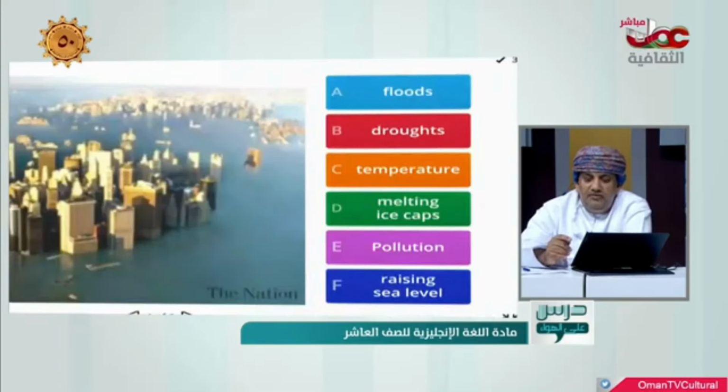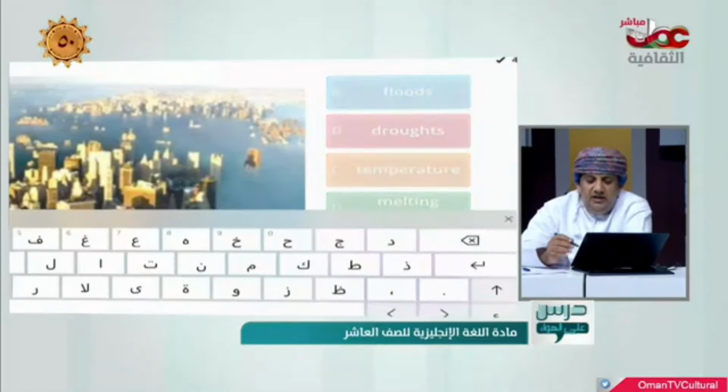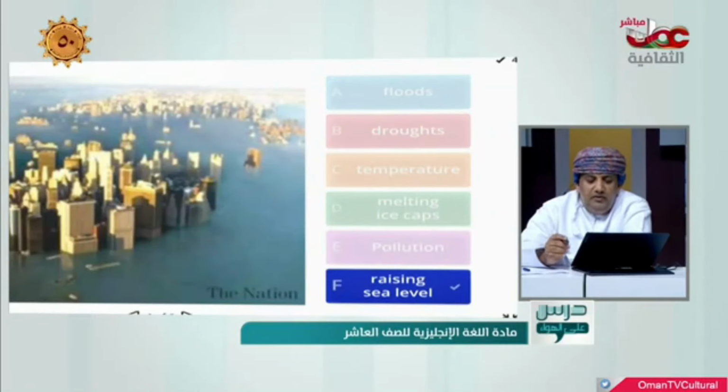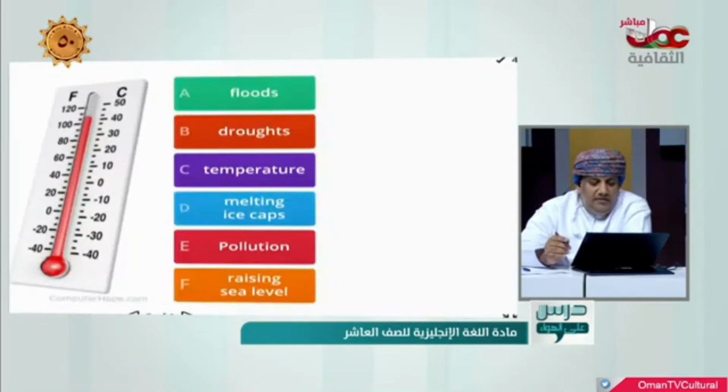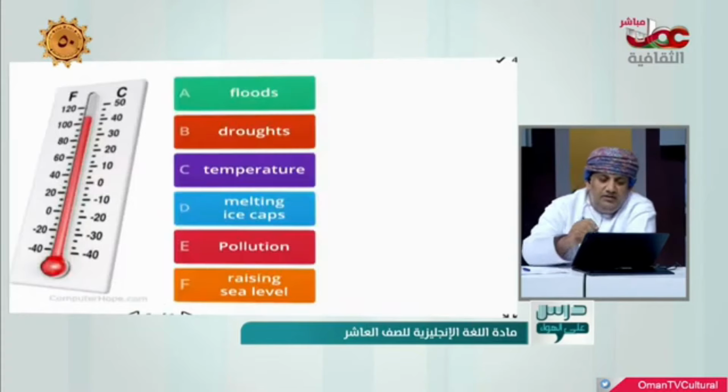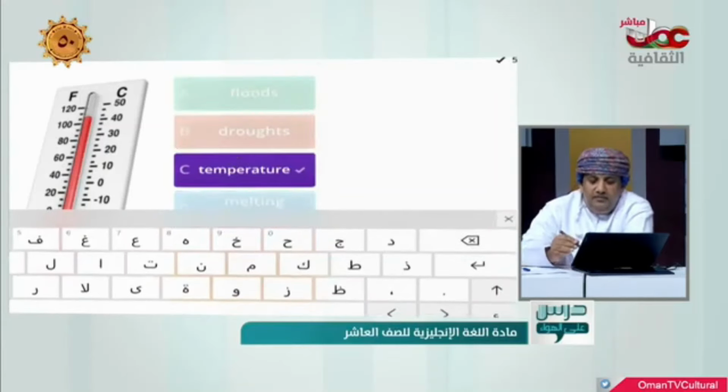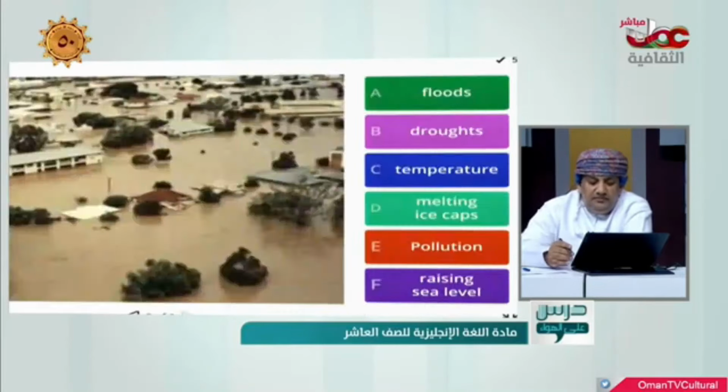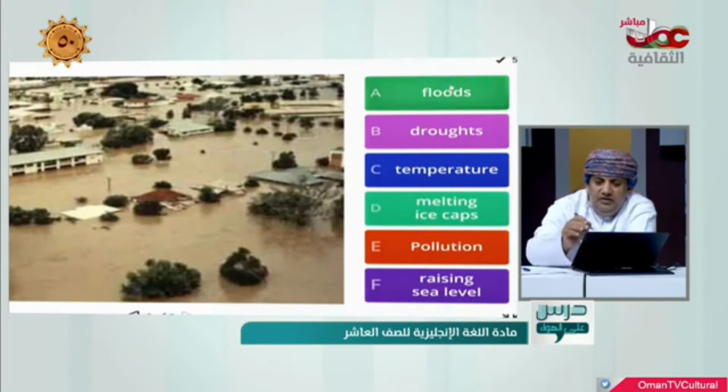Okay, number 4. This is some sea inside the town, so it's rising sea level. Number 5. What is it? It's temperature. Okay, the last one. A place full of water, so it's floods.